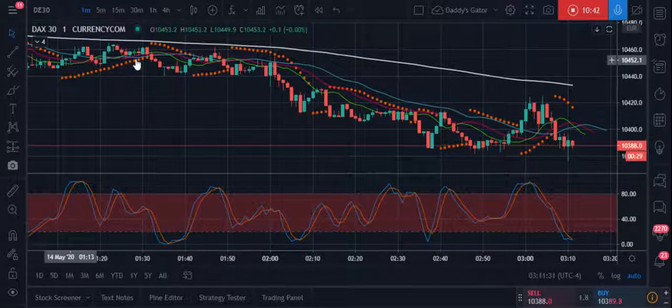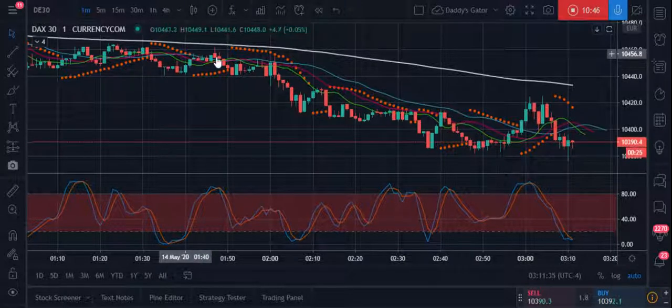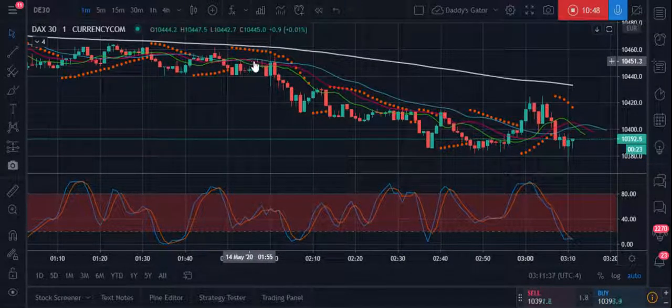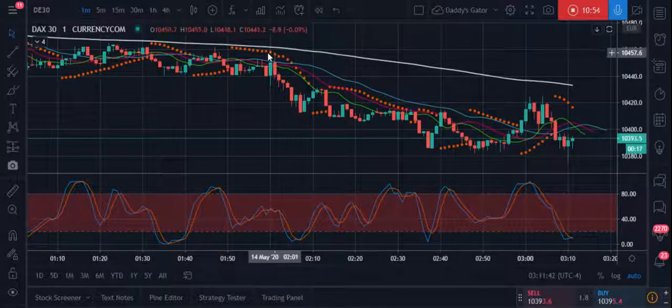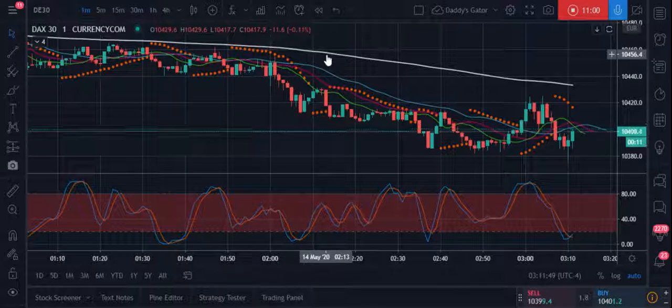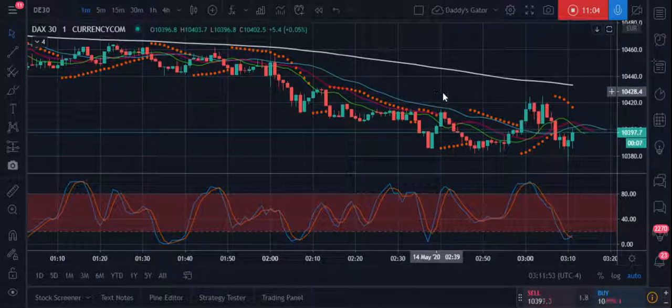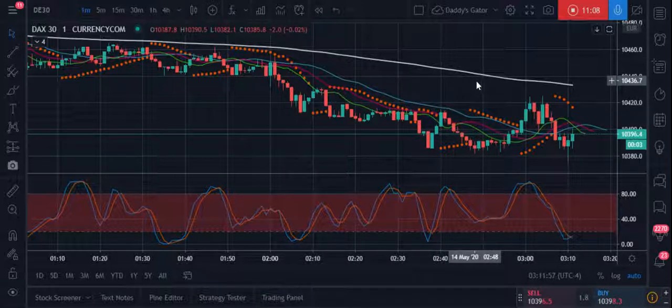That was about an hour ago. It was ranging. It was not a good time to buy or sell up until around here. As you can see, the teeth cross. Our SAR dots are above price, and our 200 EMA is also above the candlesticks. So that's the alligator indicator.